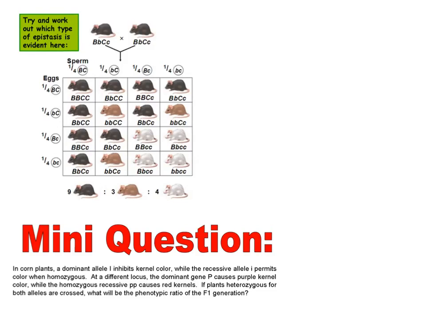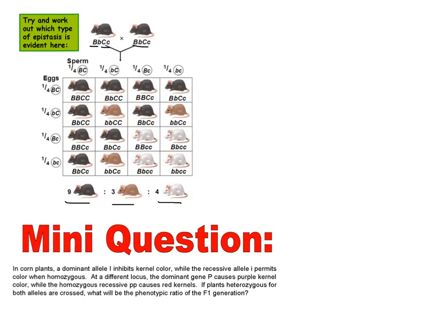It says try and work out which type of epistasis is shown here. So clearly we've got some mice. We've got two grey ones mating at the top. And we can see that we're looking at the presence of these two particular alleles. We've got a big B and a little b, a big C and a little c, crossing with an equivalent. And when we look at the sperm and the eggs, we do all the crosses, we've got the outcome that we can see at the bottom. So we've got 9 grey, 3 brown and 4 white. And we've got to try and look at what's going on.